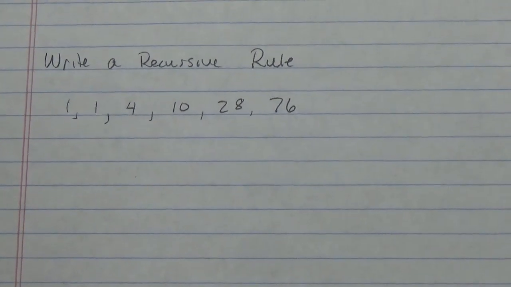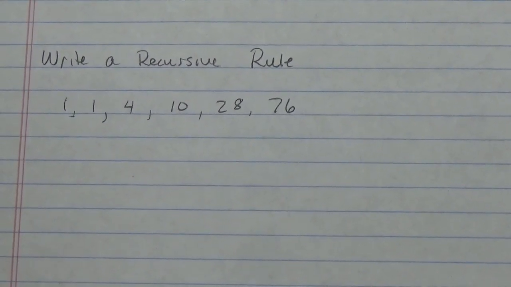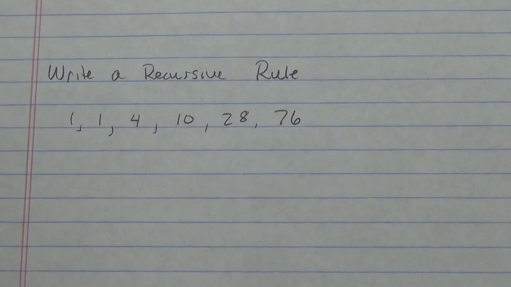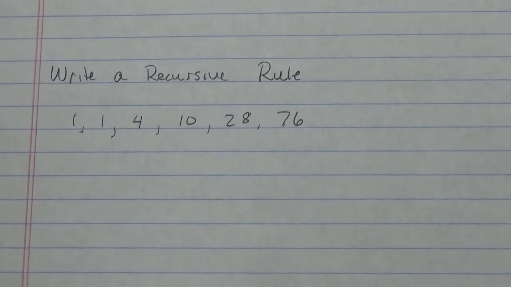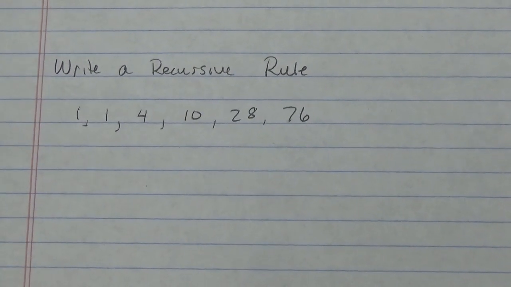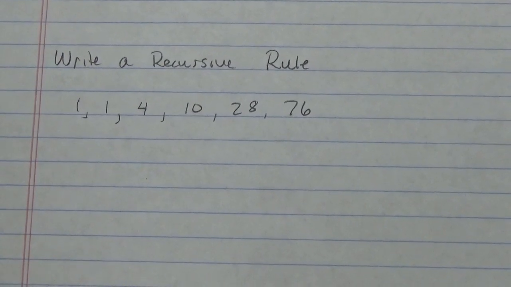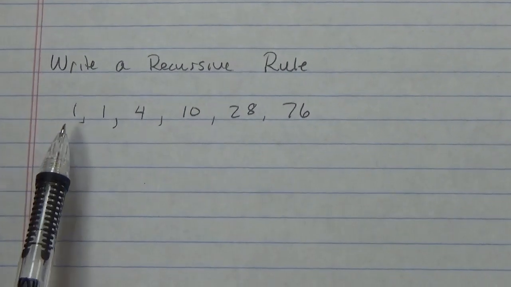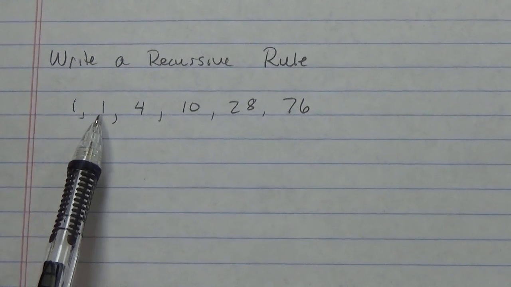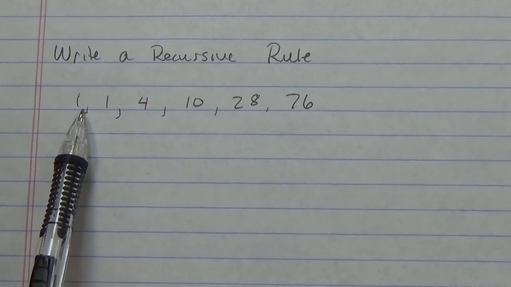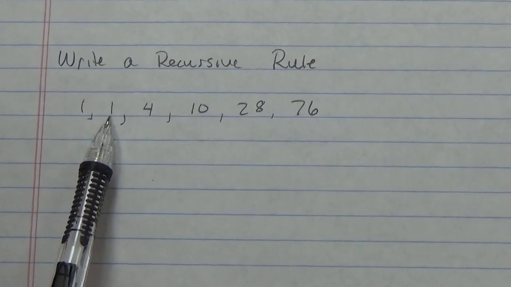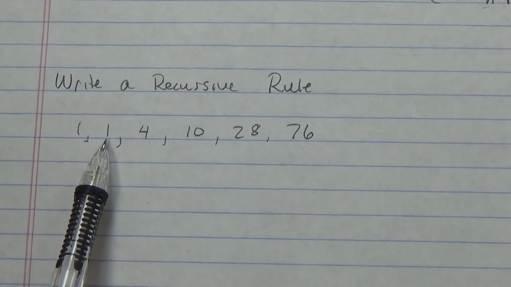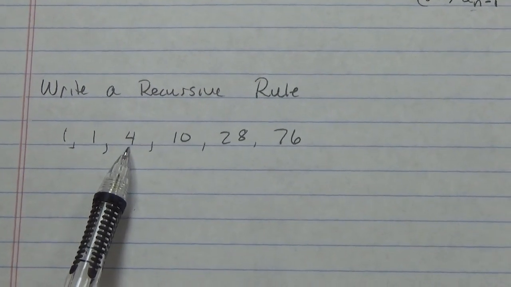Right, every time that you write a recursive rule or an explicit one, it doesn't have to be arithmetic or geometric. So what I've got here is a sequence, and we're going to try to write a recursive rule for it. So what I want to try to do is think, is there anything that I could do to this term to get that term? So I noticed here I could multiply by 1 or I could add 0, but neither one of those would work to go from this term to this term.